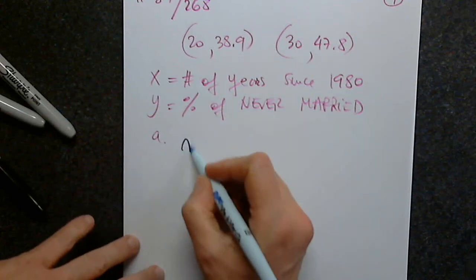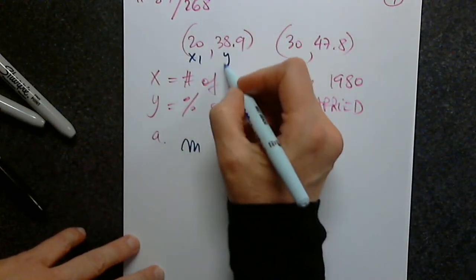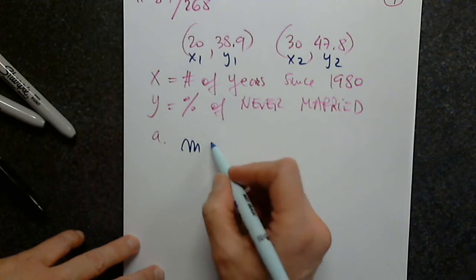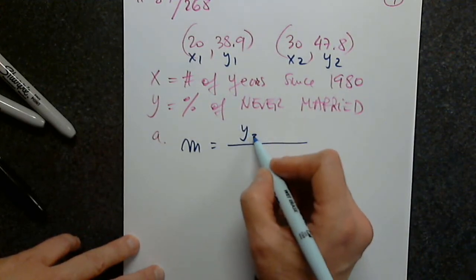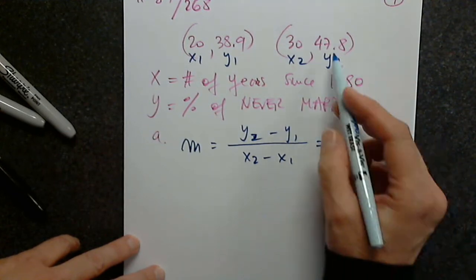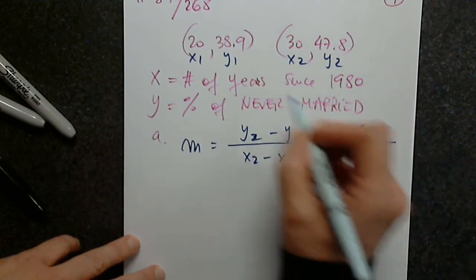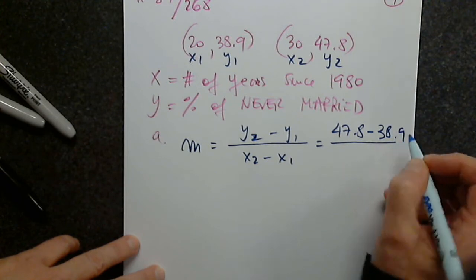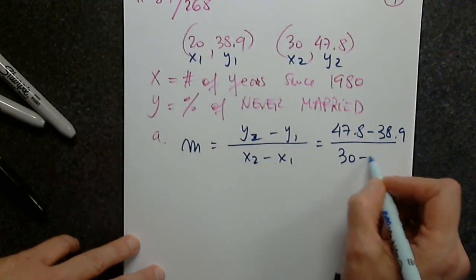Slope. Let's find the slope. Denote the points as x1, y1, and x2, y2. Please write y2 minus y1 as a practice always. And then 47.8 minus 38.9 over 30 minus 20.